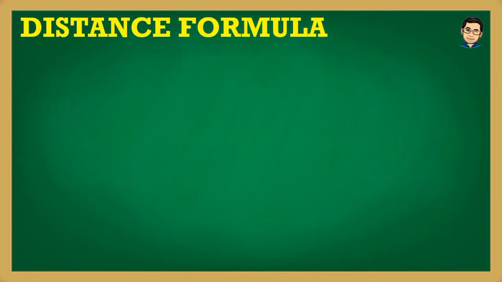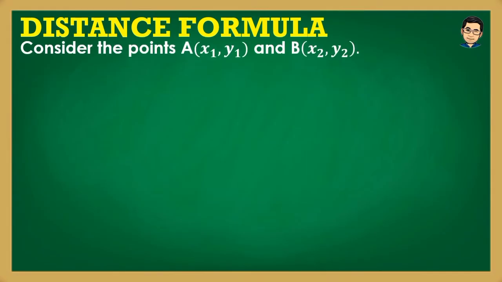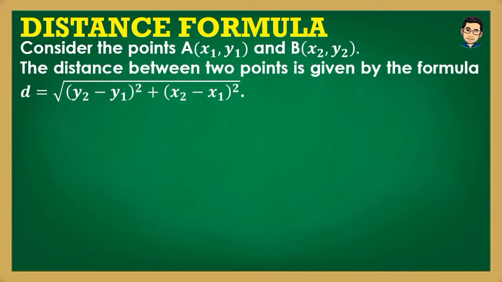So kapag ang ating mga points, kinukuha natin yung distance, and then hindi naman sila horizontally aligned or vertically aligned, so we'll use the distance formula. So consider the points A and B. So ayan yung coordinates ng A, x sub 1, y sub 1, B, x sub 2, y sub 2. So the distance between 2 points is given by the formula D is equal to the square root of the quantity of y sub 2 minus y sub 1 squared plus the quantity x sub 2 minus x sub 1 squared. Okay, so tandaan, wala po tayong negative distance. Positive distance po lahat yan.